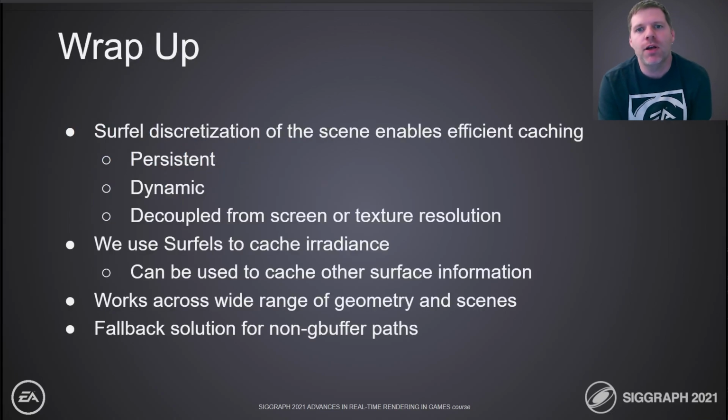To wrap things up, we have seen that the opportunistic surfelization of the scene provides an efficient mechanism to cache information on surfaces of opaque geometry. The caching mechanism is persistent, dynamic, and decoupled from the output resolution. We use Surfels to cache irradiance on a wide range of geometry and scenes, and provide a fallback solution for geometry that does not fit their requirements.